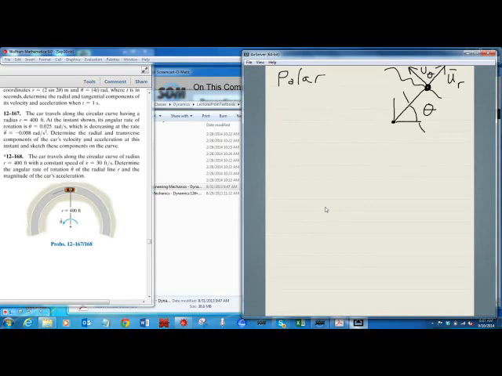Got it? I think the book calls that the transverse direction. Okay, they've got to have a big name for everything, or else they don't feel important. Let me give you a little quiz.